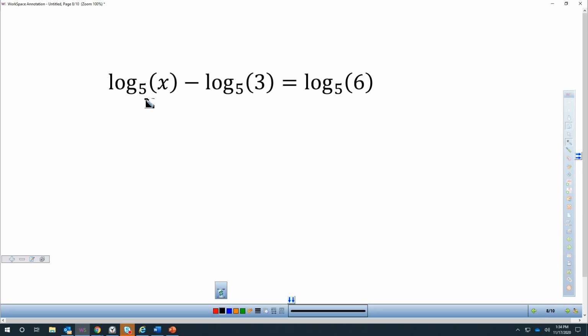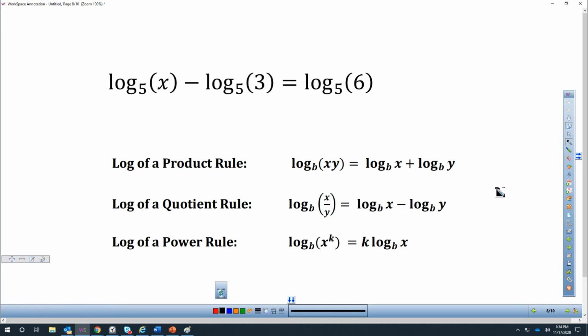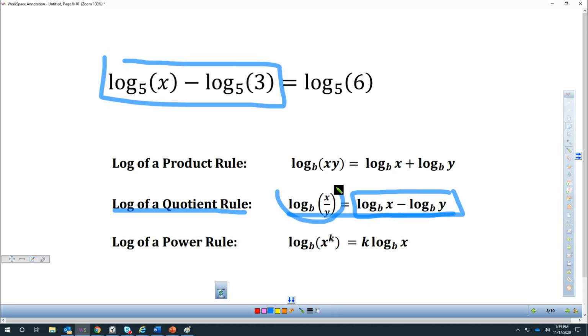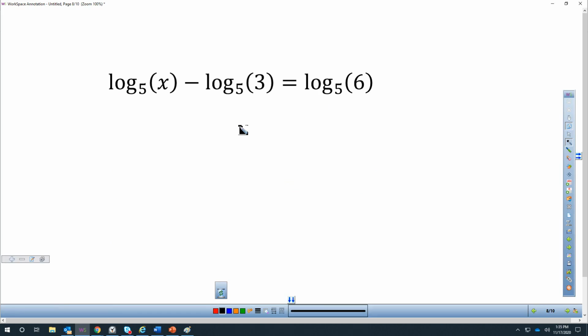I have log base 5 of x minus log base 5 of 3. So I can use my log properties, particularly this one, the log of a quotient rule. It says log base b of x over y is equal to log base b of x minus log base b of y. Well, this right here is basically what I have here, except instead of a y, it's a 3. And so I should be able to rewrite this as log base b of x over y. So let's go ahead and do that.